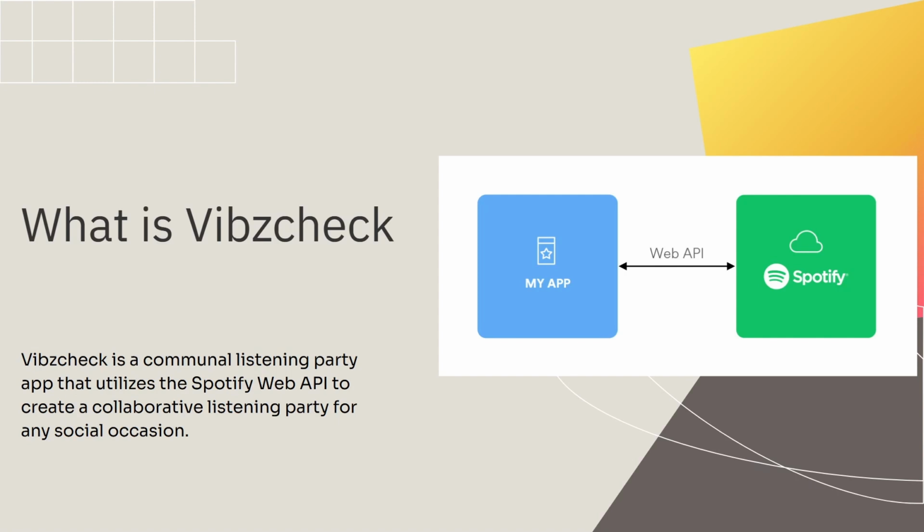Now, what is Vibzcheck? Vibzcheck is a communal listening party app that utilizes the Spotify API to create a collaborative listening party for any social occasion. The point of this app is that any user can connect to the queue, add tracks, and then vote on it to see what the next song should be. It's made to create a sense of community, or party, or belonging, allowing everyone to listen and feel like they're a part of something bigger than themselves.